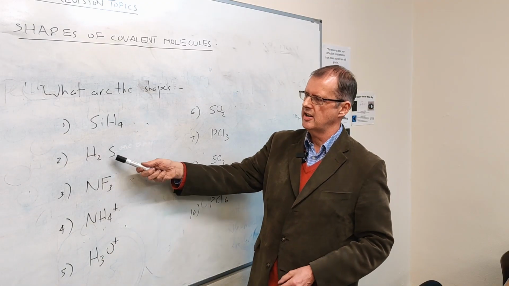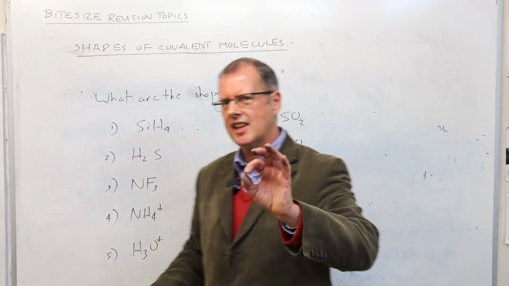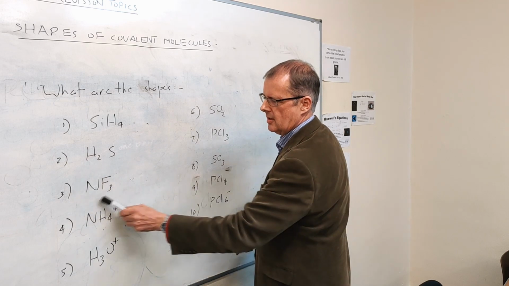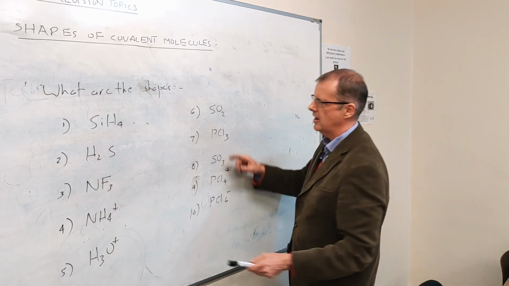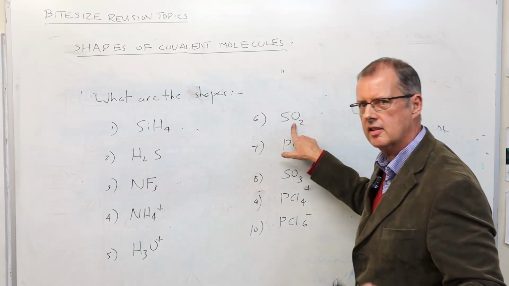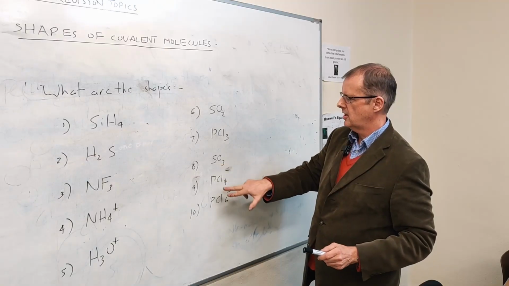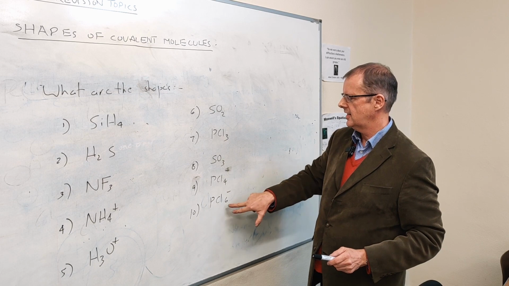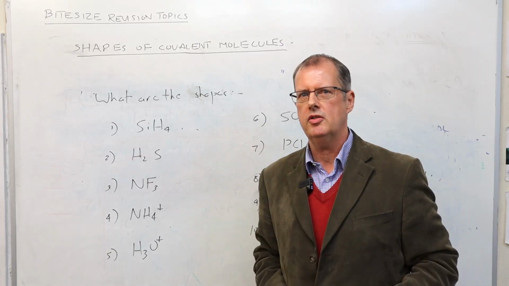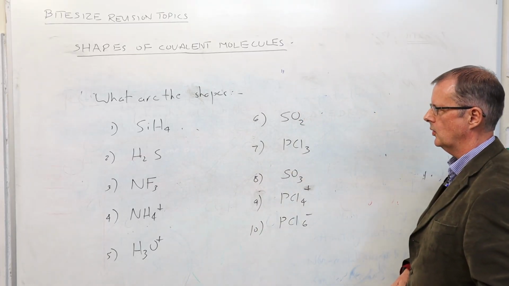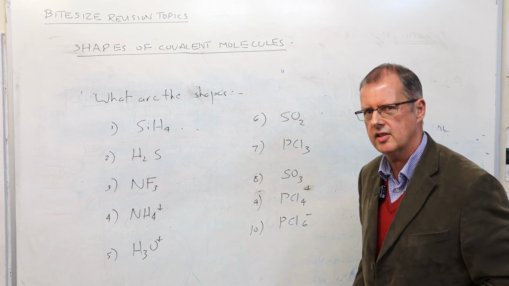Silicon tetrahydride, hydrogen sulfide, that's the gas produced from bad eggs, rotten eggs. Nitrogen fluoride, ammonium ion, hydroxonium ion, sulfur dioxide, that's a common air pollutant. PCl3, SO3, PCl4+, PCl6-. I'll leave you to ponder on those examples, and I might provide the answers in a later video.